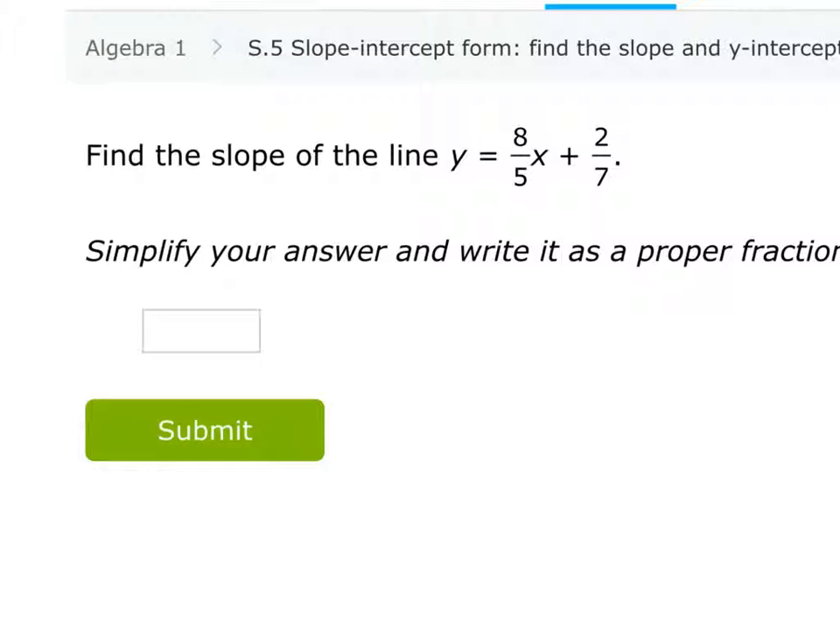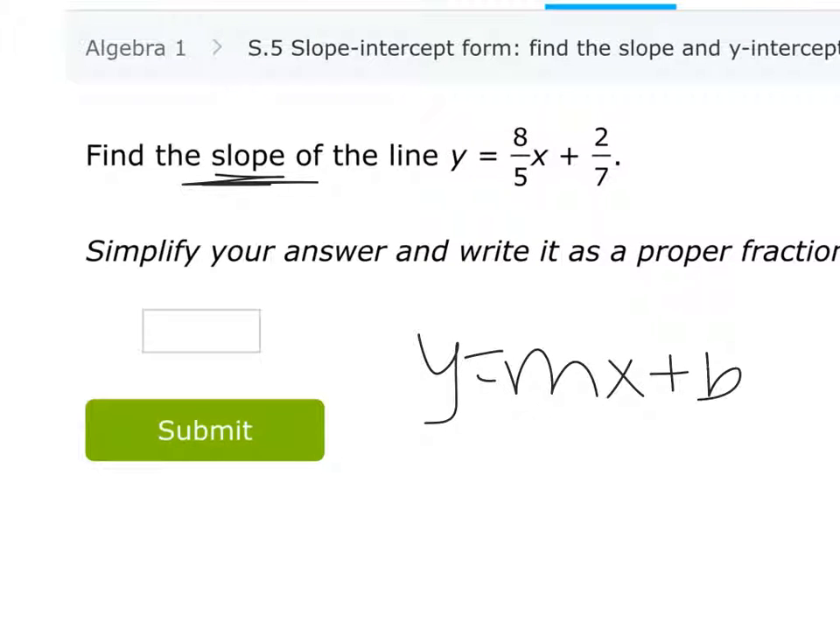For this example, we want to find the slope now, and it says to leave it as a proper fraction, so the slope is the m in the equation, mx + b, so it's the number that's right in front of x, so it's going to be our 8/5.